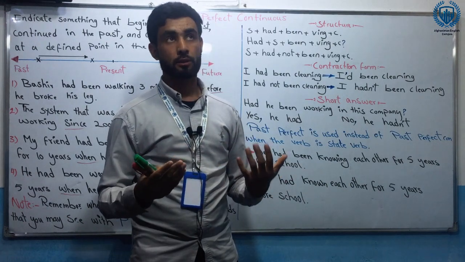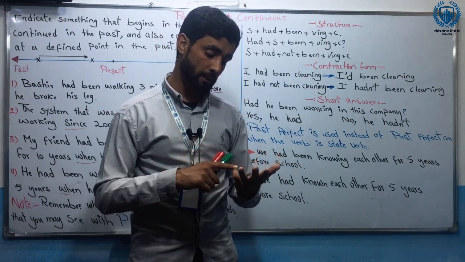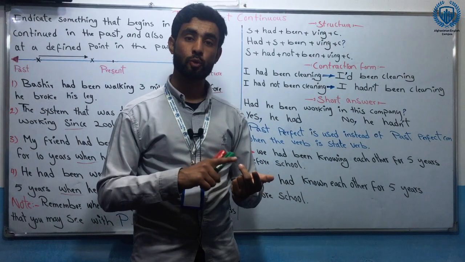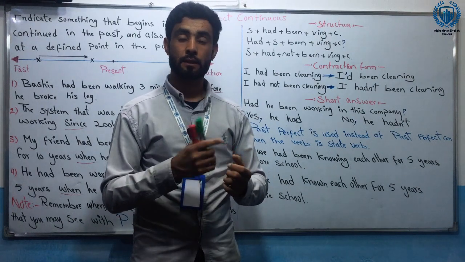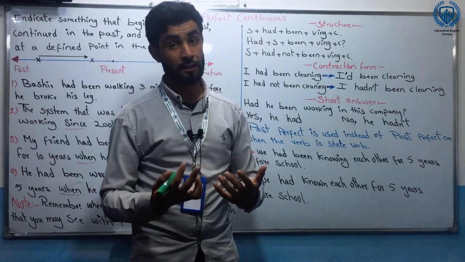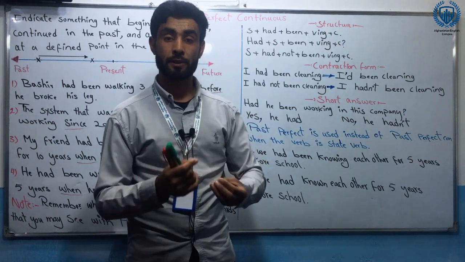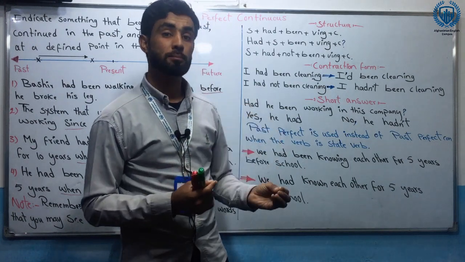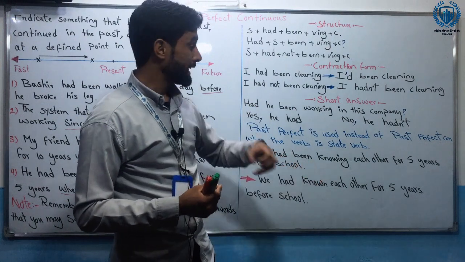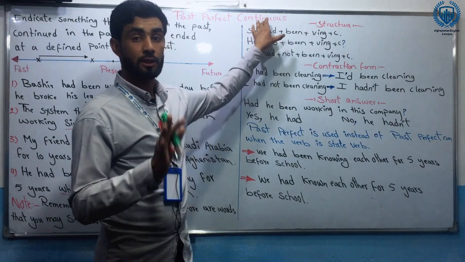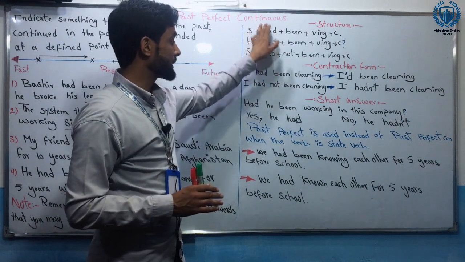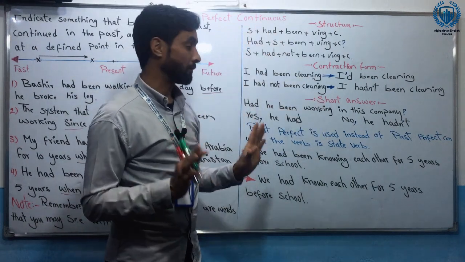What are state verbs? State verbs such as love, hate, want, need, believe, understand, know, these are state verbs. So these state verbs cannot be used in the continuous form. As far as we know, past perfect continuous is also a continuous tense. So this continuous tense cannot be used with state verbs.